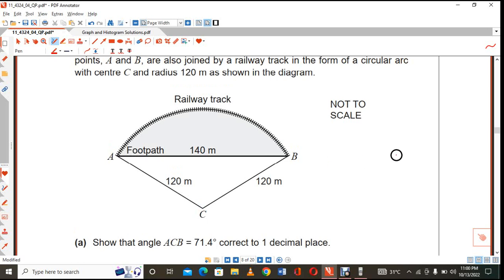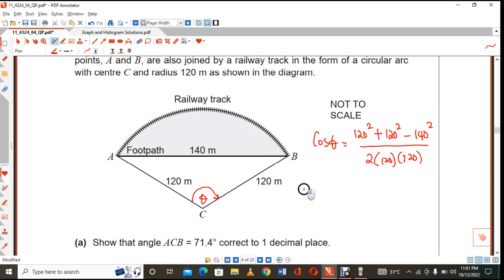Show that angle ACB is equal to 71.4. So it's this angle here. I'm just going to maybe use theta to represent this angle. Okay, so the cosine rule, and I hope you're familiar with the cosine rule. Cos theta is equal to 120 squared plus 120 squared minus 140 squared all over 2 times 120 times 120. Please make sure that you are familiar with the cosine rule so you don't make a mistake. And use your calculator. So cos theta is equal to, well, if you work it out on your calculator, you're going to get 23 over 72, right?